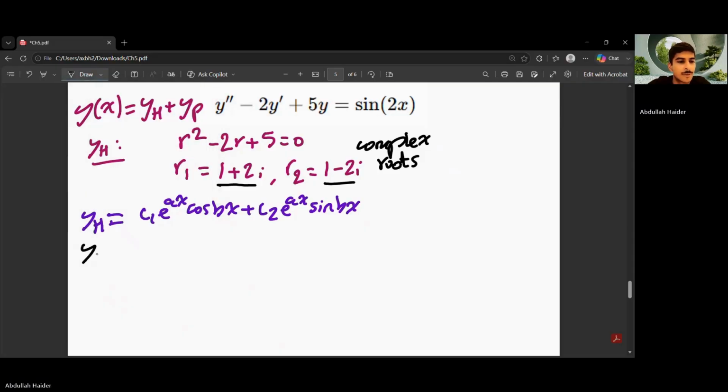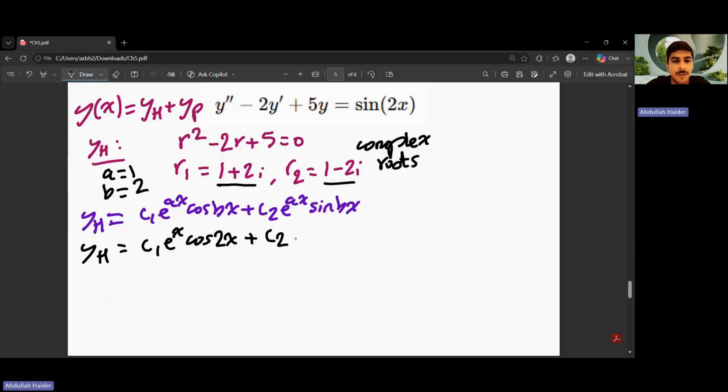Hence, our final homogeneous solution is going to be C1. Now we have a real part here, so a is equal to 1. B is going to be the positive coefficient of the imaginary part, which is 2. So C1 e power x cosine 2x plus C2 e power x sine 2x. This is our homogeneous solution.